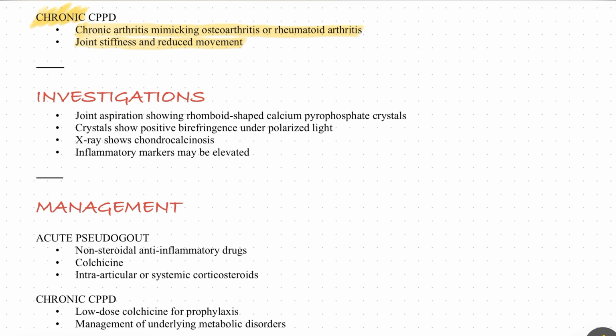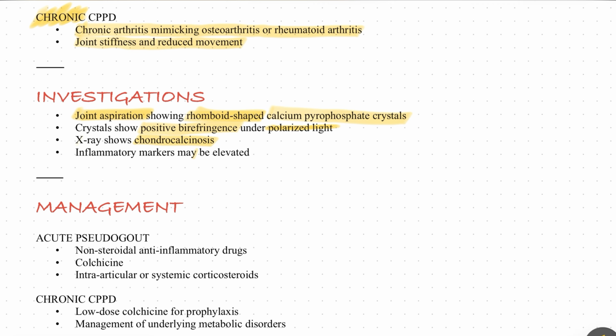Then coming to investigations, as I discussed two to three times, the crystals are rhomboid shaped. There they were needle shaped, right? Rhomboid shaped calcium pyrophosphate crystals will be seen. Where will you see the crystals? In joint aspiration, don't forget it. Crystals show positive birefringence. It was negative in gout. Don't get confused, it is positive in pseudogout, under polarized light. Then X-ray shows chondrocalcinosis. In gout it was something different. Use the comment section to comment.